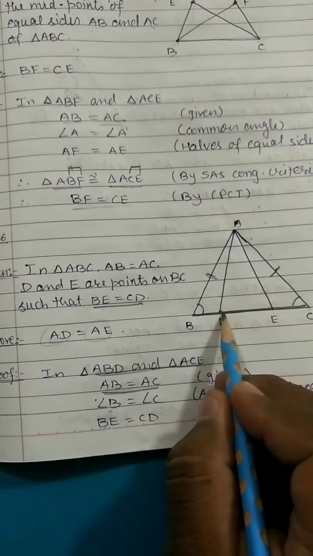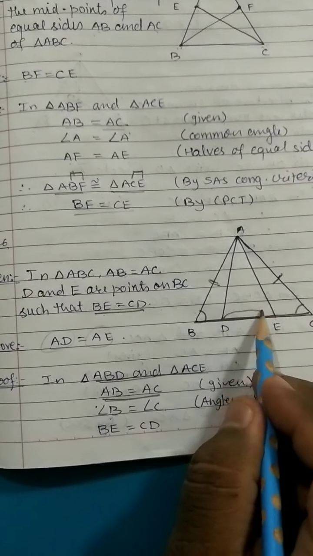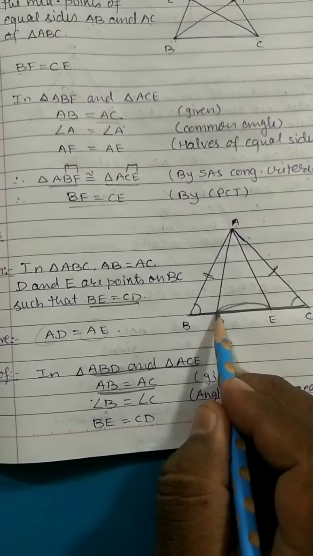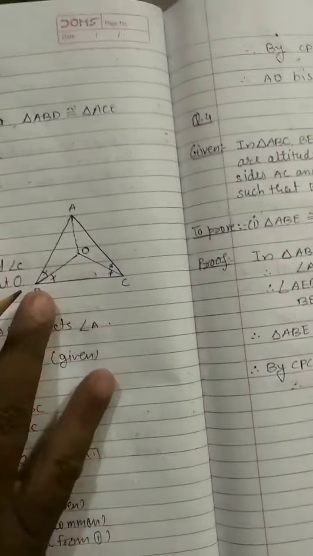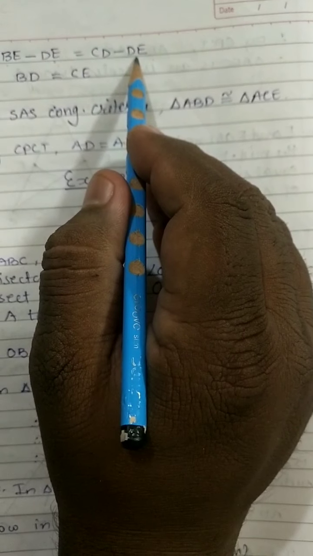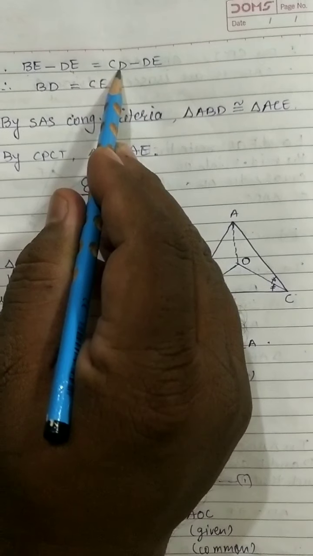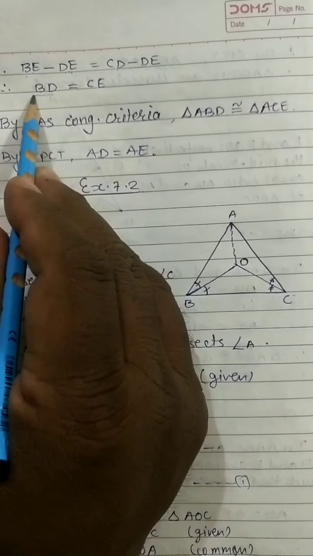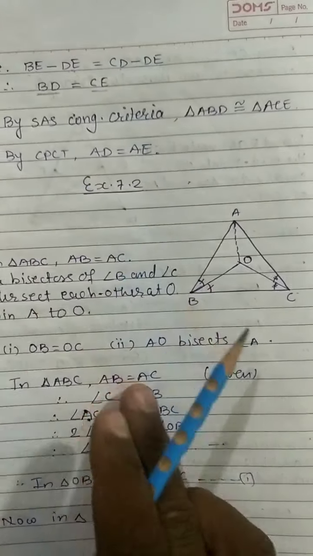BE and CD are equal. And you can check, if I am subtracting this common part DE from both the sides, that is from BE as well as from CD, BE minus DE and CD minus DE. I am subtracting DE from both the sides, and BE and CD are equal, and I am subtracting the equal part from that. So can I say what is the remaining? That is also same. That is BD and CE are equal, right?